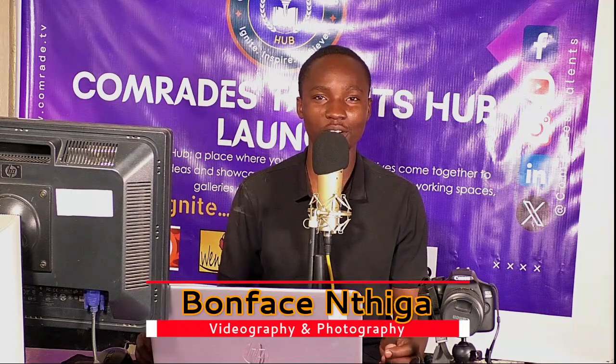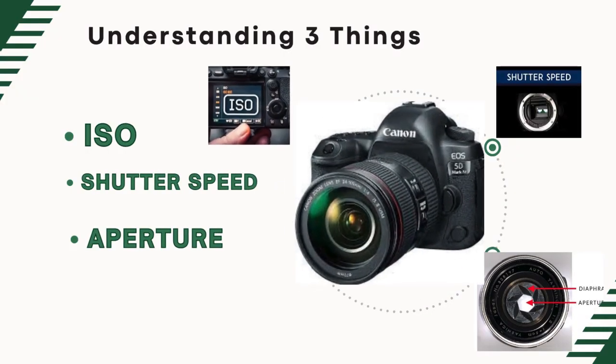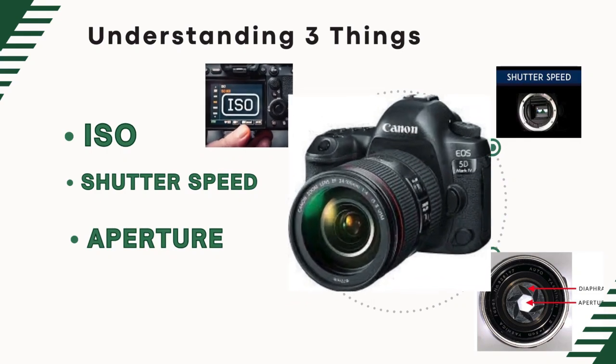I'm Boniface Ndiga, a professional photographer and videographer. Today we are going to dive into the world of manual camera settings. If you want to take full control of your photography, you must understand three things. Number 1, ISO. Number 2, shutter speed. Number 3, aperture. Without further ado, let's start with ISO.